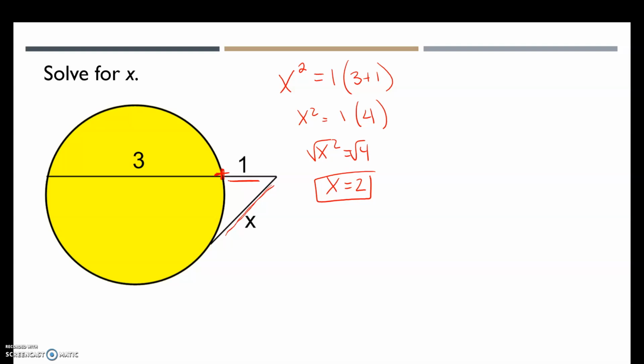All right, so on your homework tonight, you're going to have to work with a tangent and a secant. You're going to have to work with 2 secants, and you're going to have to go back and remember from previous lessons of 2 chords.